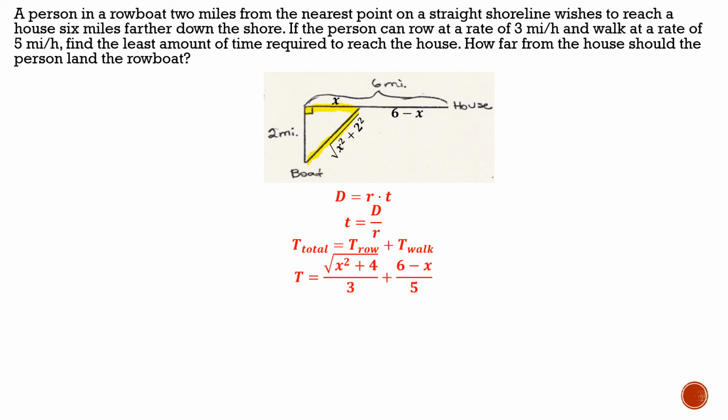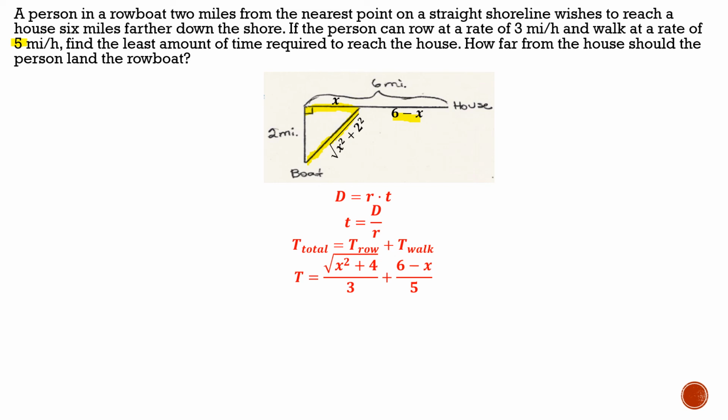Alright, so my total time for rowing is the square root of x squared plus 4, over 3. That's this piece right here, the square root of x squared plus 4 over the rate, which was 3 miles per hour. And then my total time for walking is (6 minus x) over 5, which again was this piece right here over the 5 miles per hour. And so next I'm going to take my derivative and set it equal to 0.